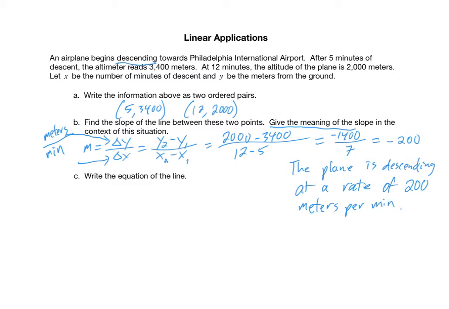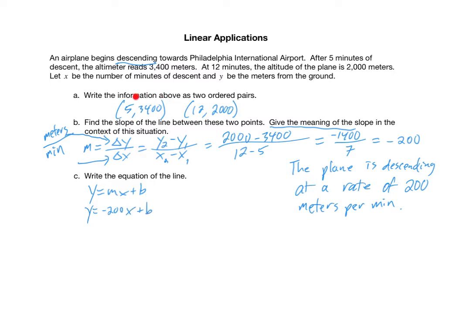Let's now write an equation representing the relationship between the number of minutes of descent and the meters from the ground. Well, it is a linear equation that we're looking for, so we can work off of y equals mx plus b. We need to determine both m and b. Well, we just found m. The slope is negative 200, so we can put that information in. We've got y equals negative 200 times x plus b.